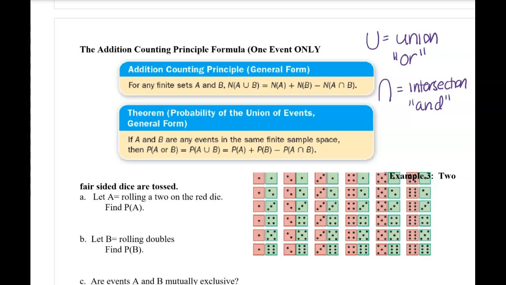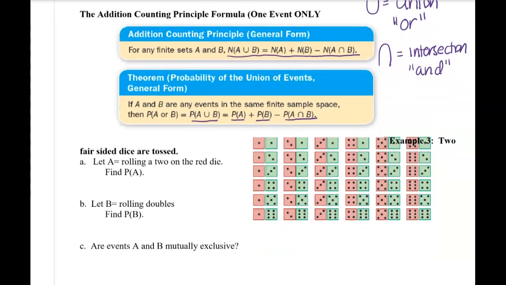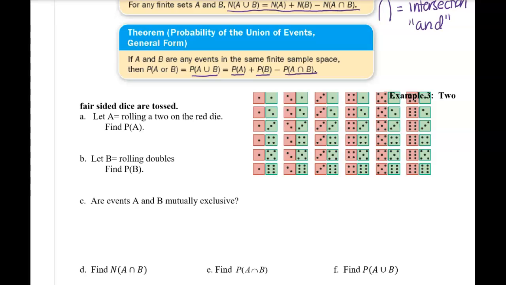So these formulas, basically the number in A or B is equal to the number of A plus the number of B minus the number in both. So you're subtracting out the overlap so it doesn't get double counted. That's essentially what's happening. Probability is the same. Probability of A or B is probability of A plus probability of B, and subtract out the overlap. So I'll show you how this works. Sorry, the alignment got weird, or the margin.